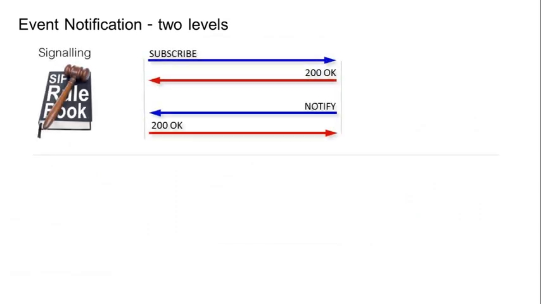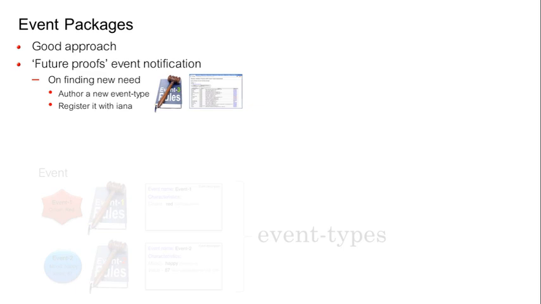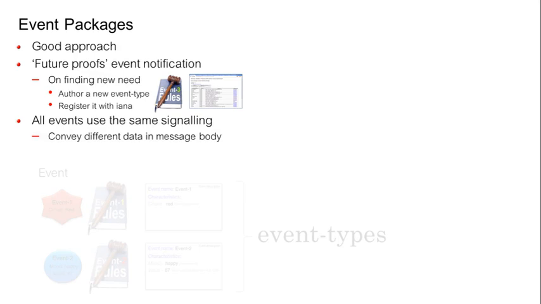So, to emphasize, event notification operates on two levels, a signaling level and an event level. Each event type has its own event package, detailed descriptions, separate RFCs that define the event and how it should be described and interpreted. It's a good approach. It future-proofs event notification. On finding a new need, a new event about which to keep others updated, we just author a new event type and register it with IANA. All event types use the same standard SIP signaling, but convey different data within those standard signaling messages.